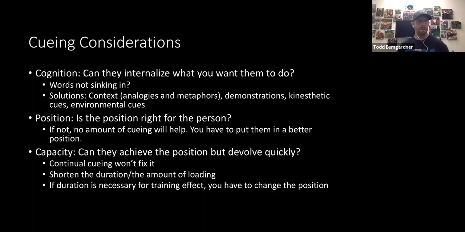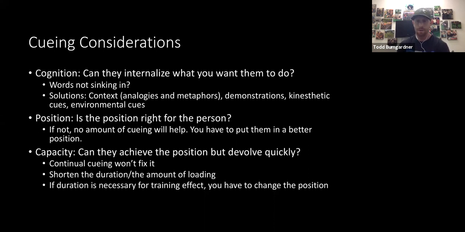But people can't hold it for a long duration. So you have to consider what you're trying to accomplish. If you need them to be able to hold it for a long duration, well, you're going to have to change the position and change the environment to give the person the means to get what you want out of the training.